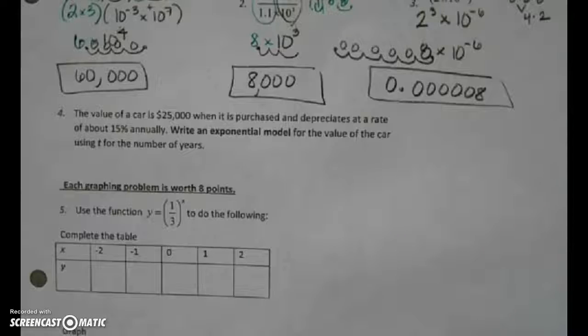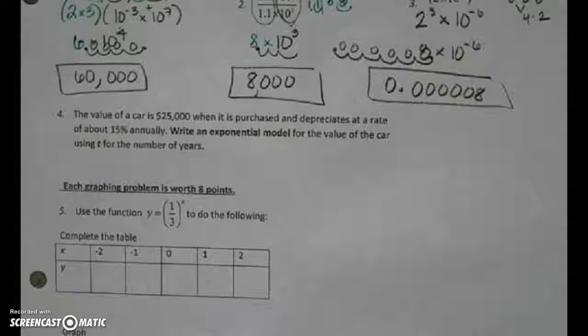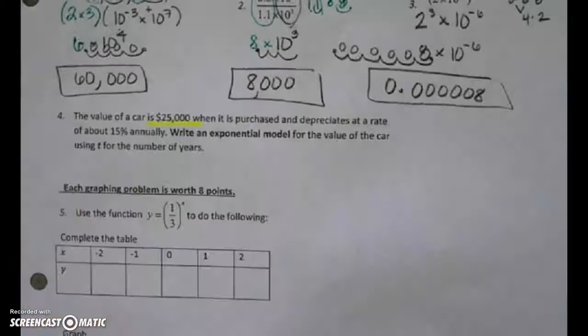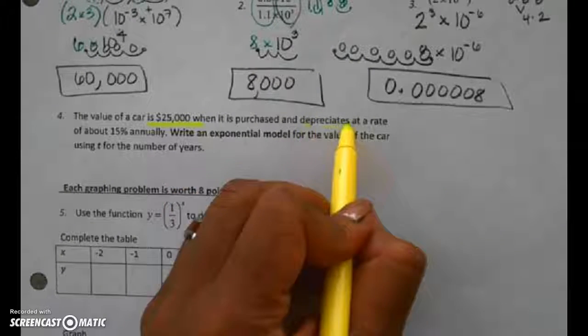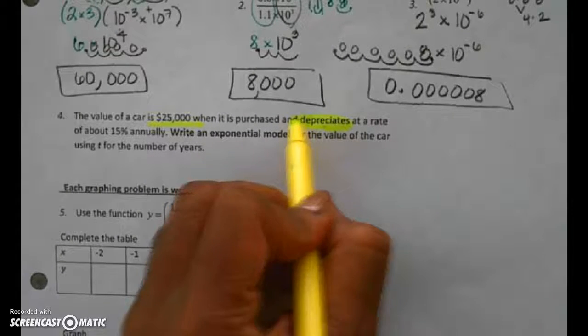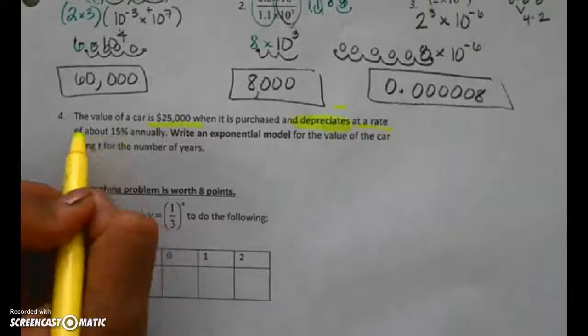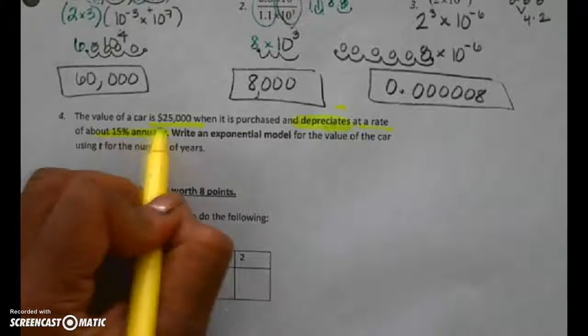All right, number 4. The value of a car is $25,000 when it is purchased. That seems important to me. It depreciates. What does that mean? It means it's decreasing in value. That means I'm going to subtract for that one. At a rate of about 15% annually.